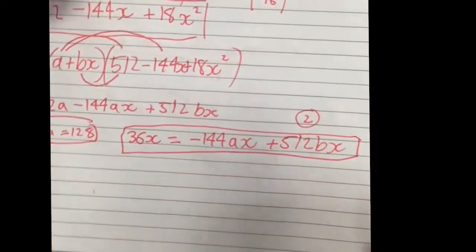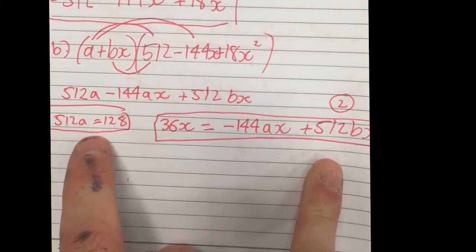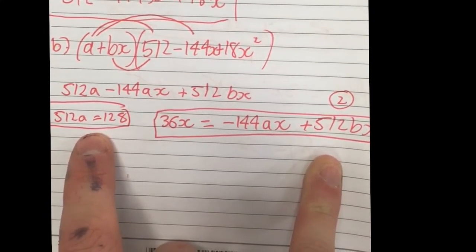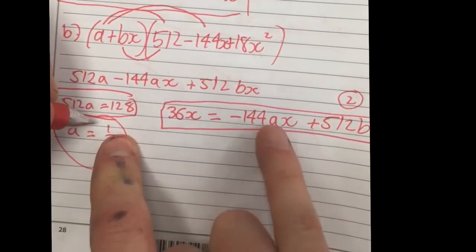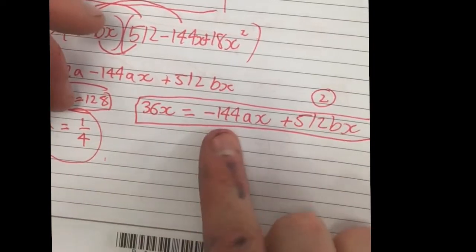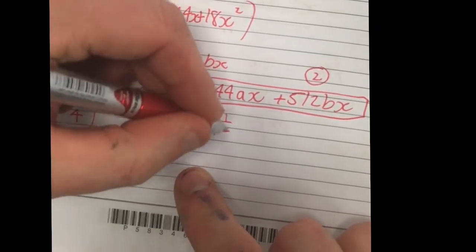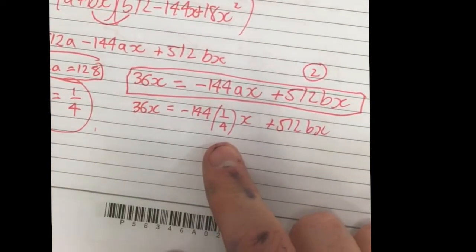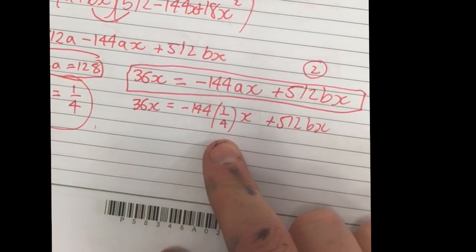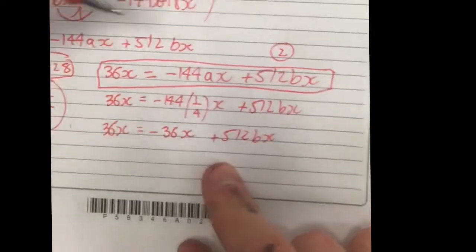So we've got to solve these two things together. I can find a pretty quickly from here. So 128 divided by 512 gives us a. So a is a quarter. Put this a in here and find out what b is. So 144 times a quarter is the first thing we need to do. There we go. So 144 times a quarter is 36. So we get 36x is minus 36x plus 512bx.